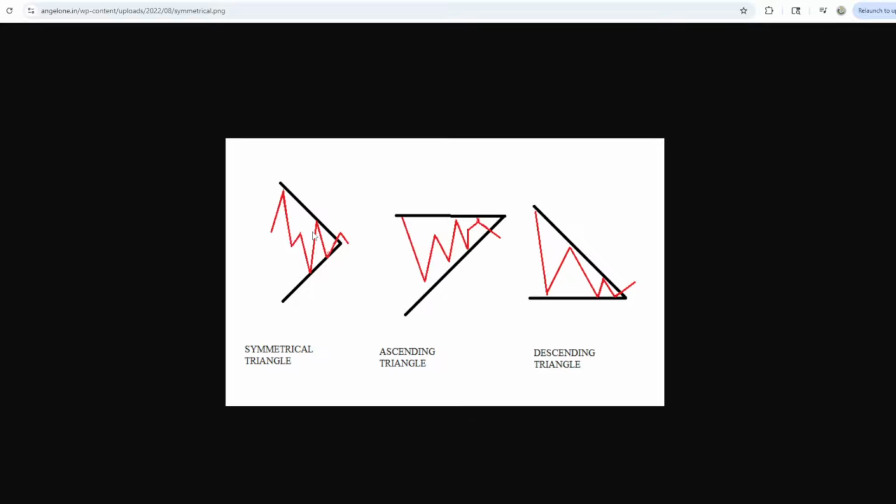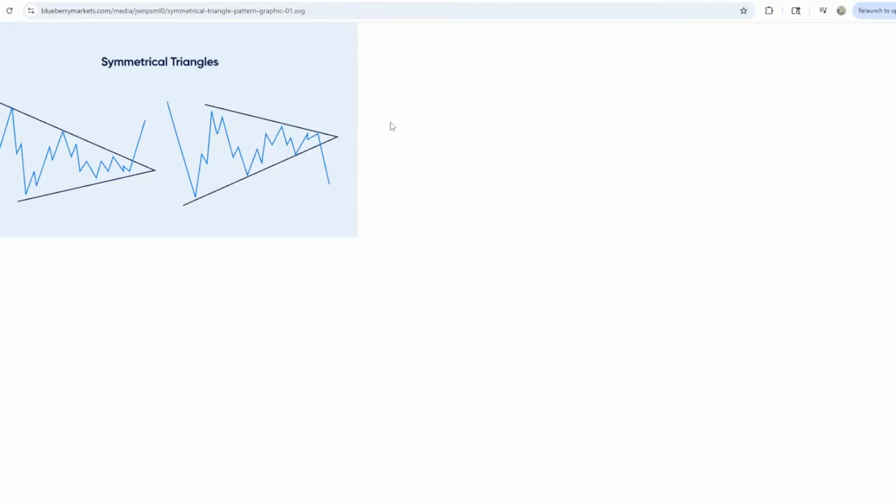Most of the time, or the majority of the time, trends tend to continue, and a symmetrical triangle usually leads to continuation. Here's another image as well, showing a bullish move into it and it continuing, and here showing a bearish move into it and continuing as well.